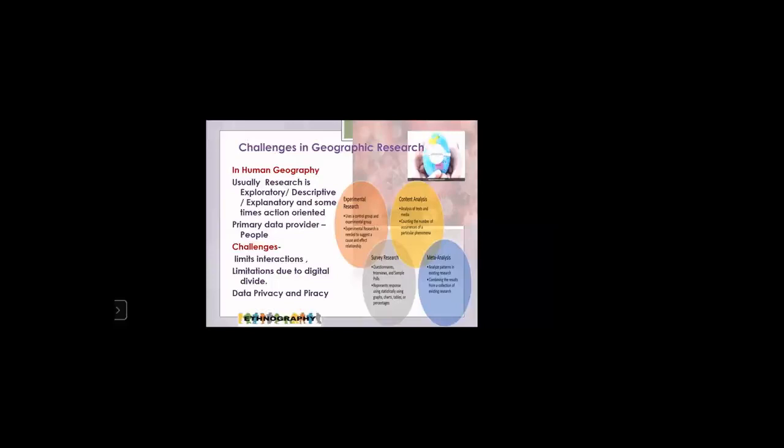If you're doing a meta-analysis, you are not interacting with people. The only thing you are doing is analyzing the textbooks which have been published and which are available in a database. We are living in the world of big data analytics, so data is available everywhere. And the only problem is that we should make use of it. So we are having challenges, because the primary data provider for most of human geography research is other people, and here the people are restricted.